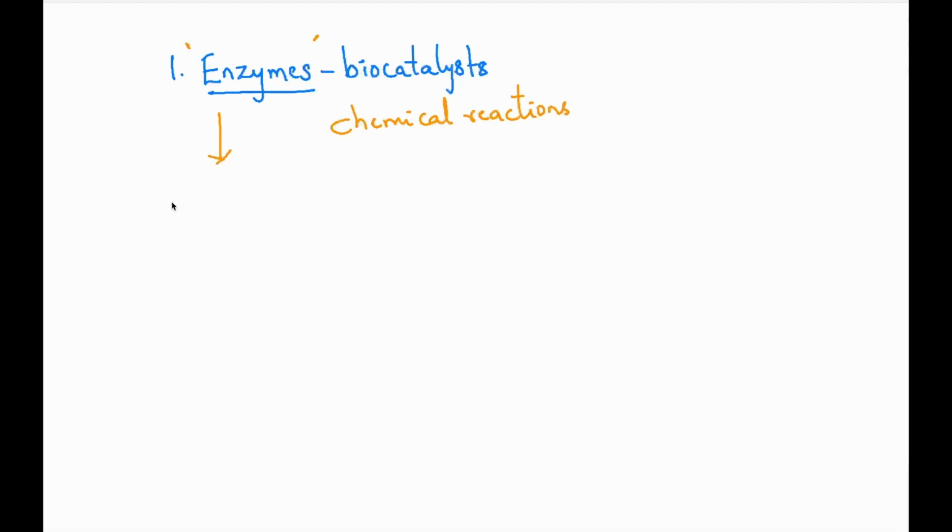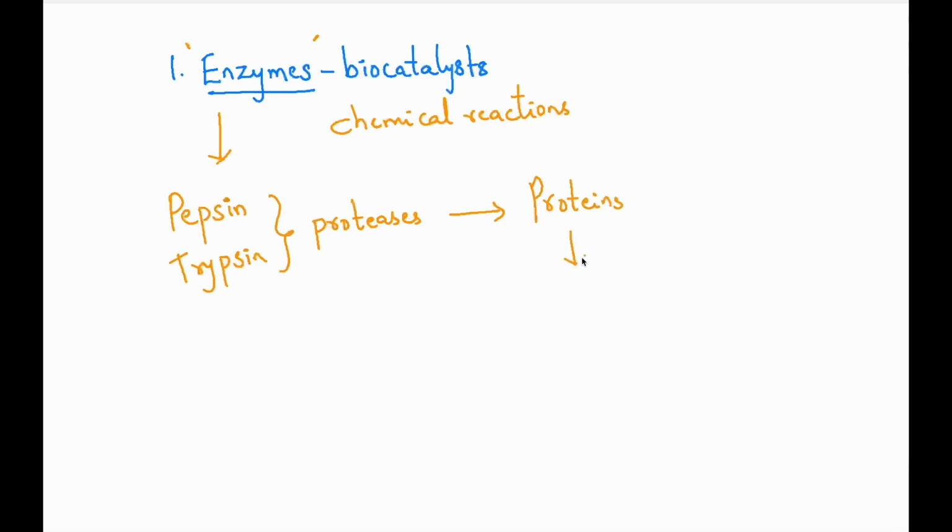So first is pepsin and trypsin. These proteins are called proteases. Pepsin and trypsin are proteases that help to break down the proteins into amino acids. Pepsin operates in the stomach while trypsin operates in the small intestine. Both of them have an important role to break down proteins into amino acids, which the body can utilize for a range of functions.